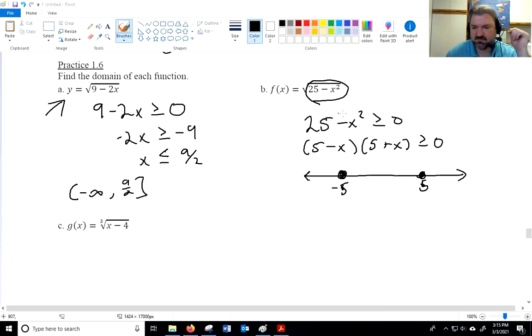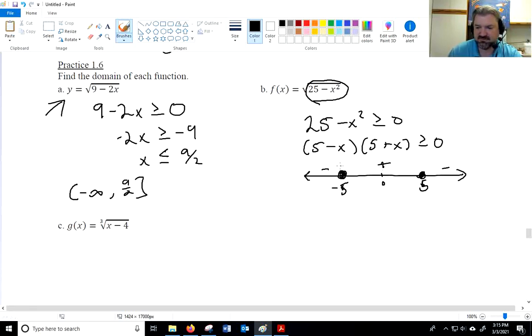Since this is a parabola that is opening downwards, we know that it would go something like this. So I know this is negative, positive, and negative. That's one way we could do that. We could also just plug in these numbers that are separated in these regions. Like, for example, plug in the x value 0. 25 minus 0 is clearly a positive number. And if I plug in negative 6, I get 25 minus 36, which is a negative number. If I plug in something like positive 6, I also get a negative number.